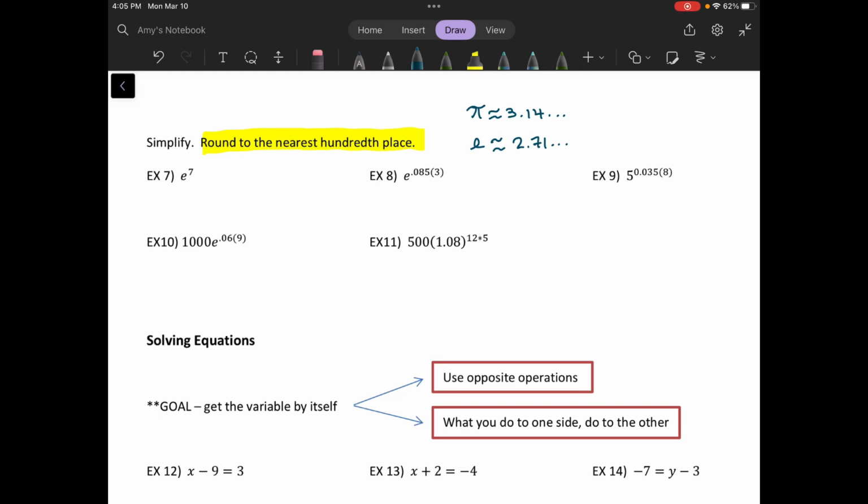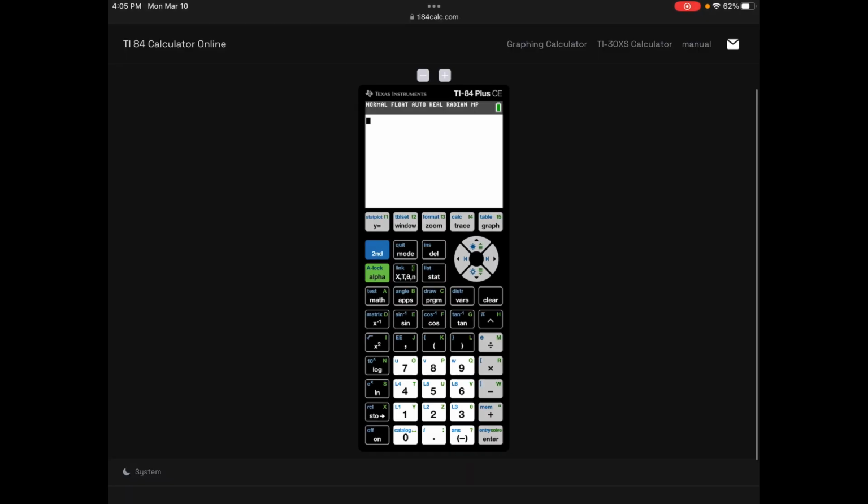To access E on the calculator, you are going to use second and the LN button. So we'll get to that for problem number 7, E to the 7th. On our calculator, I said second LN, so I'm going to show you the LN button is right here. But if I just hit LN, I don't want LN on my screen. So I want to hit second LN, and it gives me the E to the, and I can insert my own exponent, which for this problem is 7.